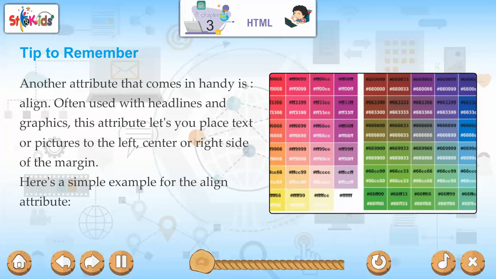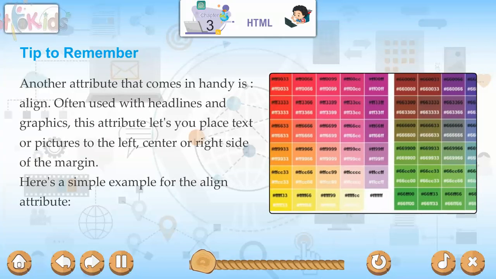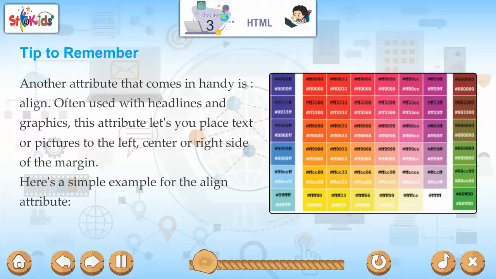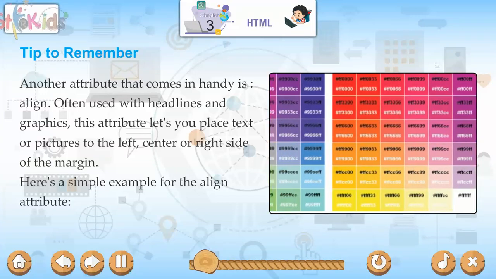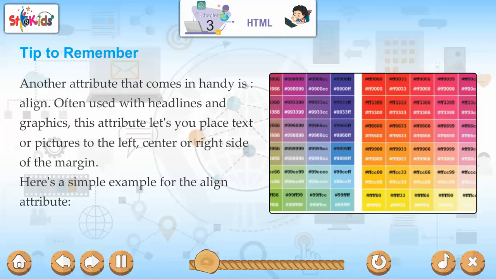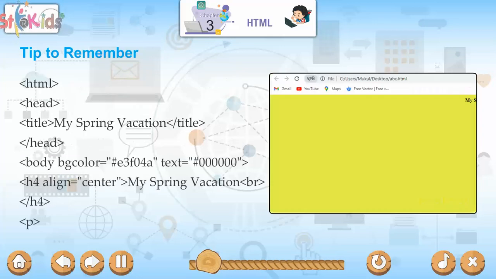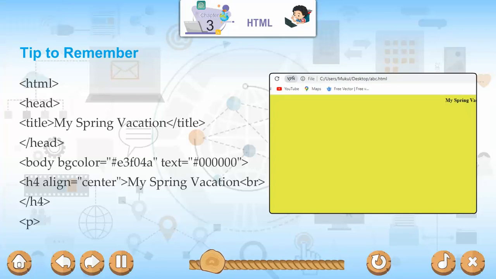Another attribute that comes in handy is align, often used with headlines and graphics. This attribute lets you place text or picture to the left, center, or right side of the margin. Here is a simple example for the align attribute. Opening tag HTML closing tag. Opening tag head closing tag. Opening tag title closing tag. My spring vacation. Opening tag /title closing tag. Opening tag slash head closing tag.